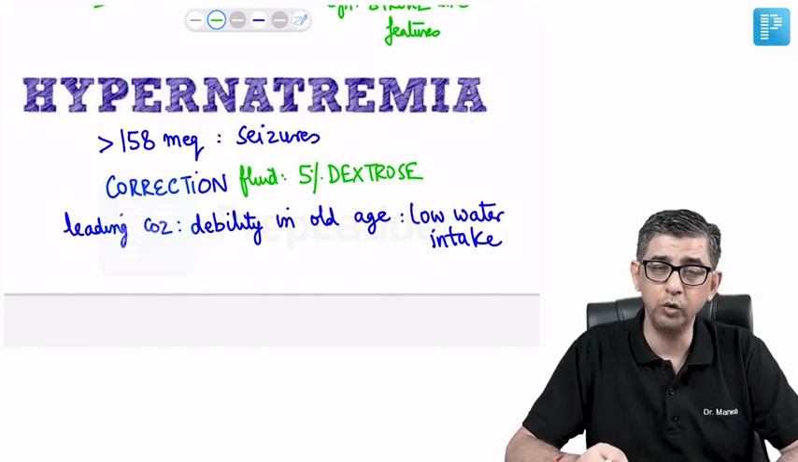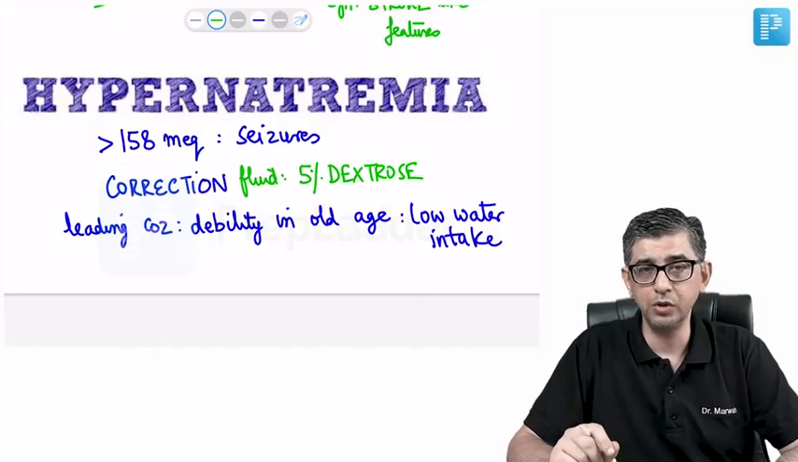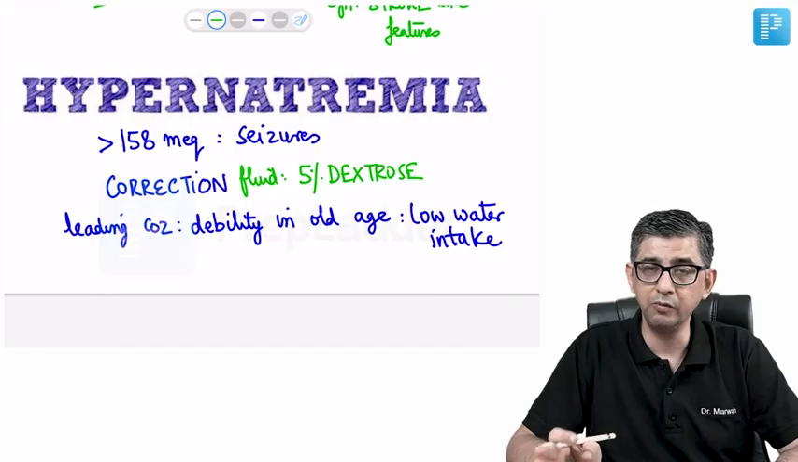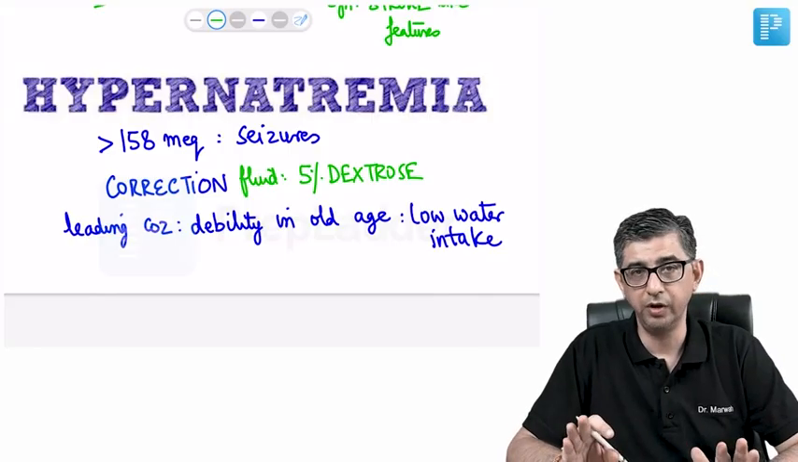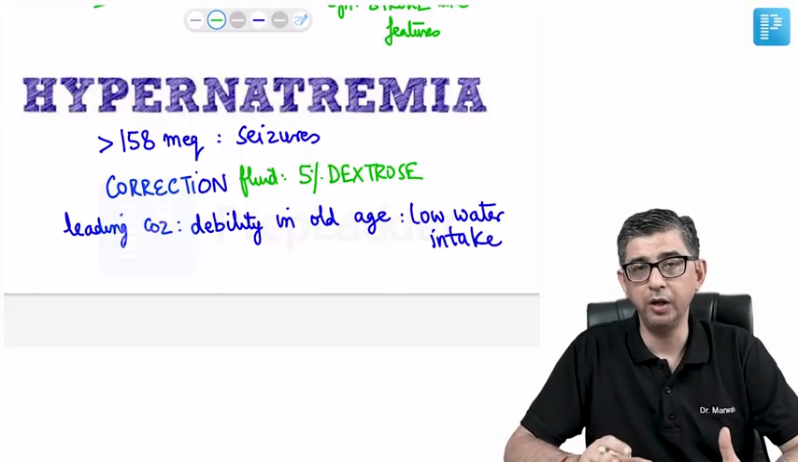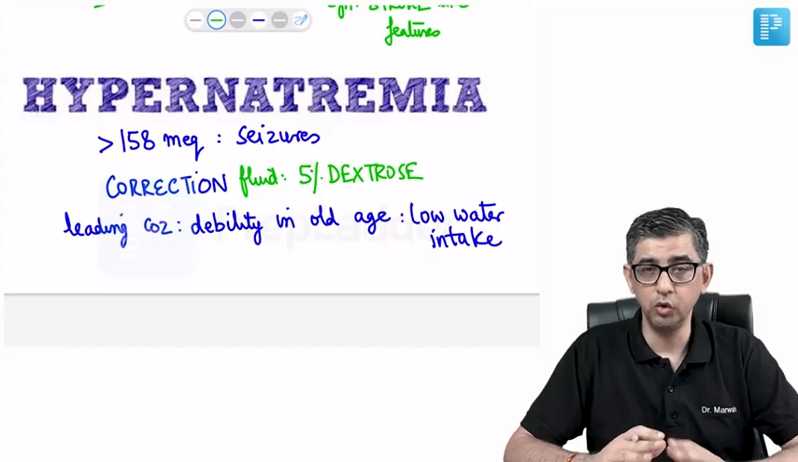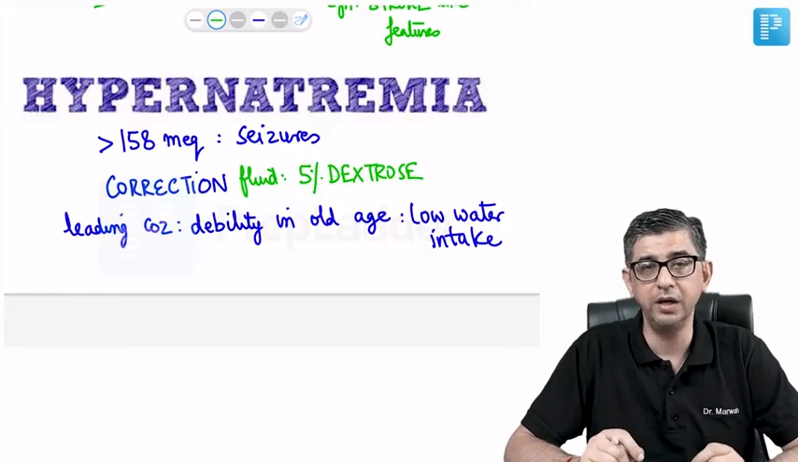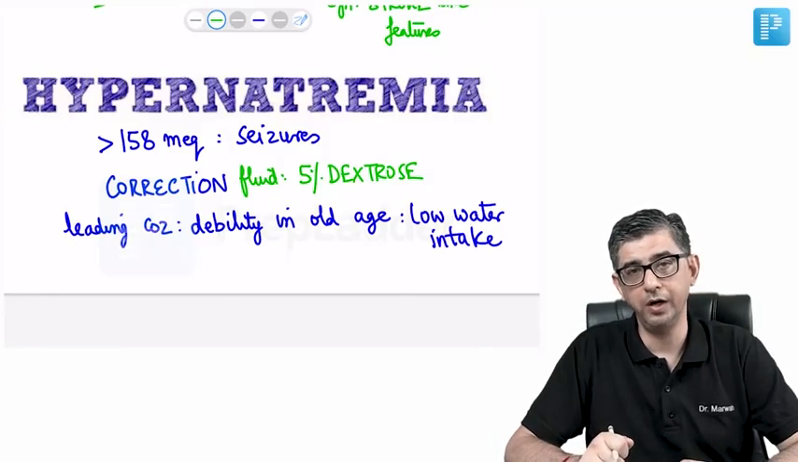And even here I would like to go for a slow correction. Suppose the admission value is 160 and he's having seizure, so I will not decrease from 160 to 140 in 24 hours. Again, there would be an osmotic demyelination-like presentation. So what I need to do is downgrade by again 8 milliequivalents. The recommended guidelines are to do a slow correction for both hypo and hypernatremia.